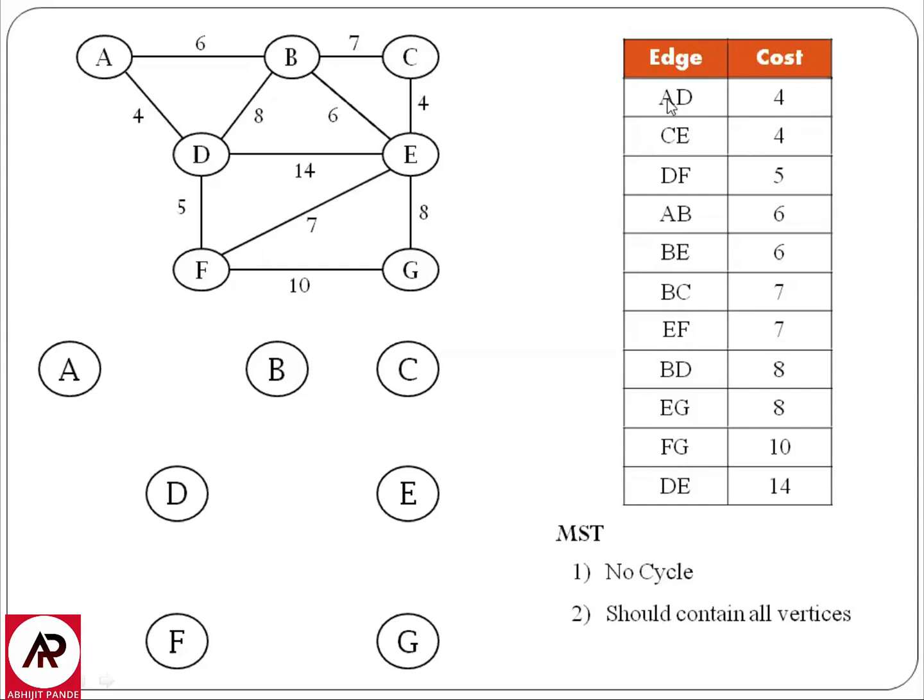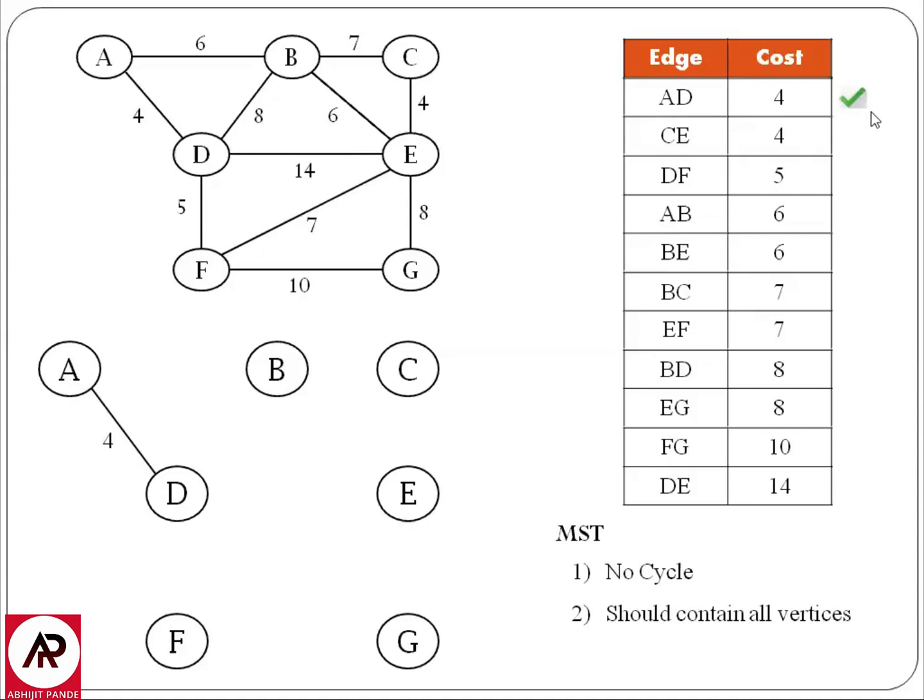Check whether that AD forms a cycle or not. If not, then we can add it to our spanning tree. And if it forms a cycle, then we have to discard it. So the edge AD connects two vertices, that is A and D. So I have connected the two vertices A and D, having the cost 4.